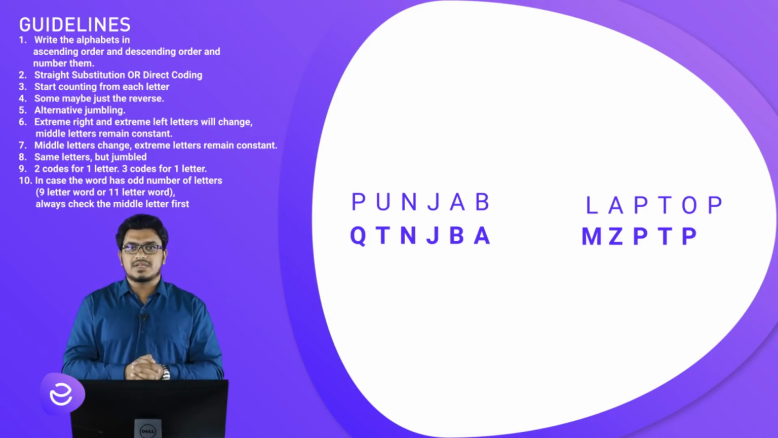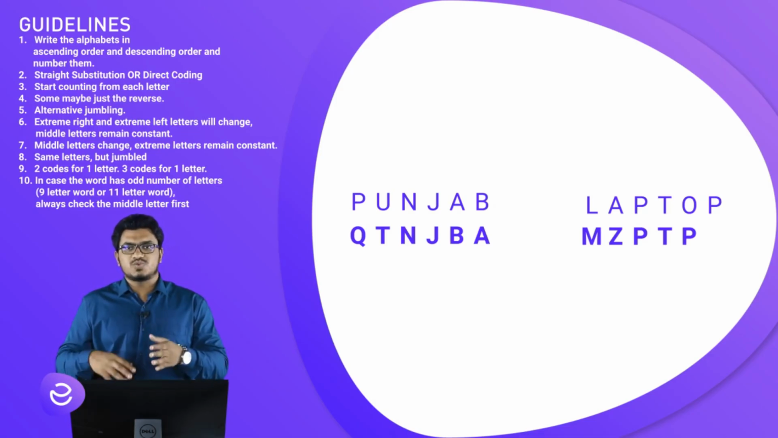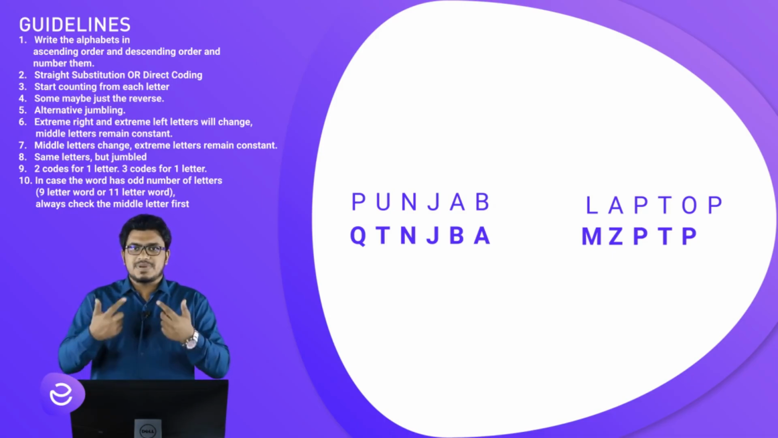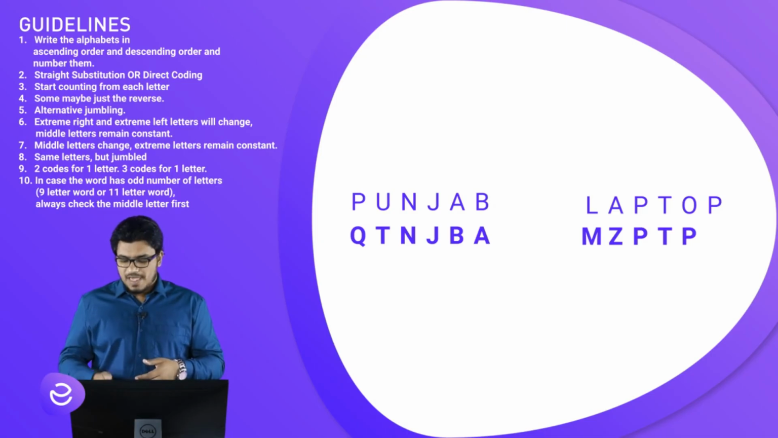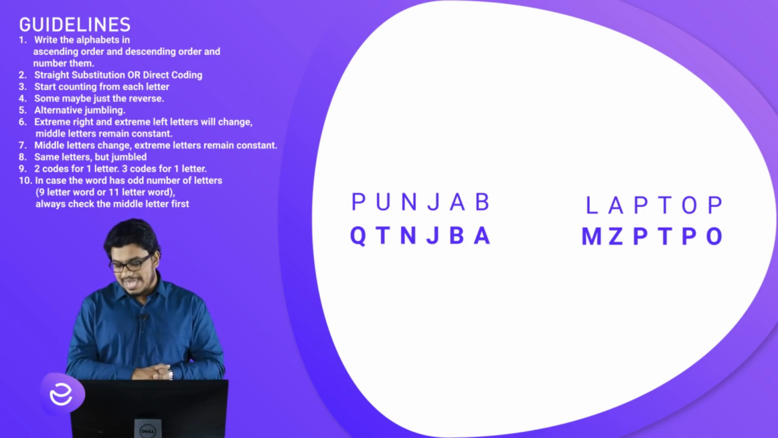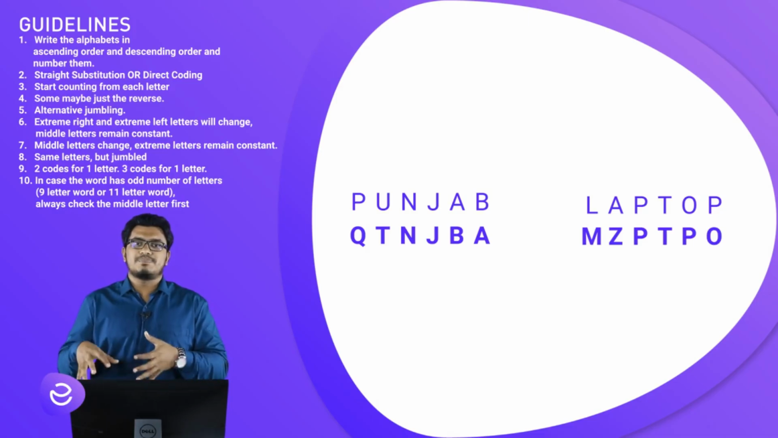the middle letters remain constant. So in the case of laptop also, the middle letters, that is P and T, remain constant, and all the other letters are the next letter, then the previous letter, the next letter, previous letter. So for L it becomes M, for A it becomes Z, for O it becomes P, and for P it becomes O. So for the laptop the code will be MZPTPO. So that is how this coding pattern works.